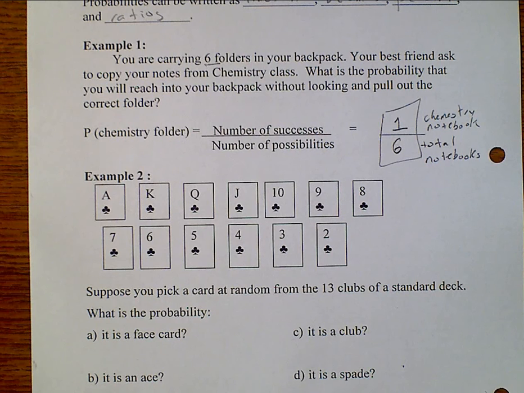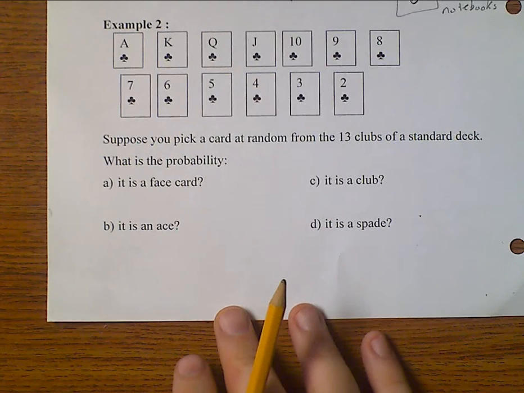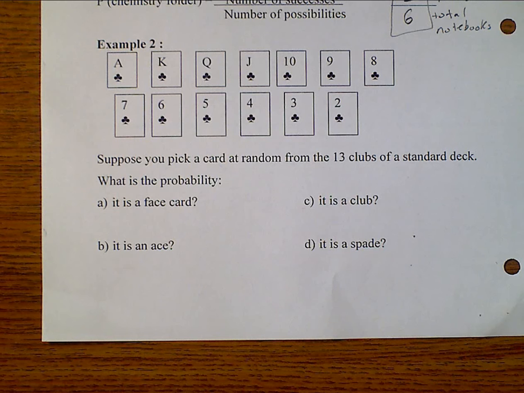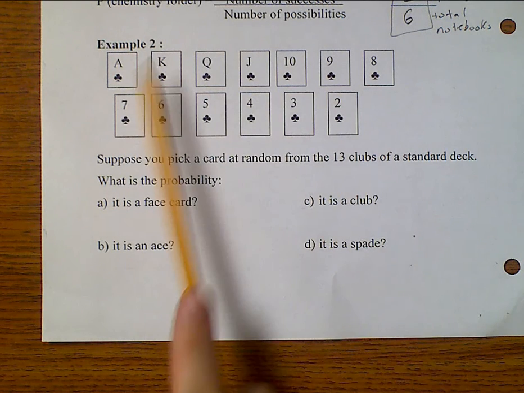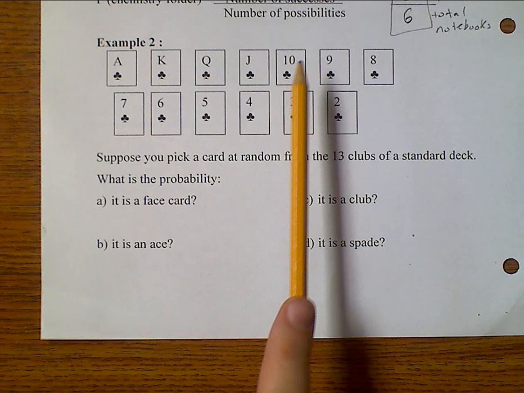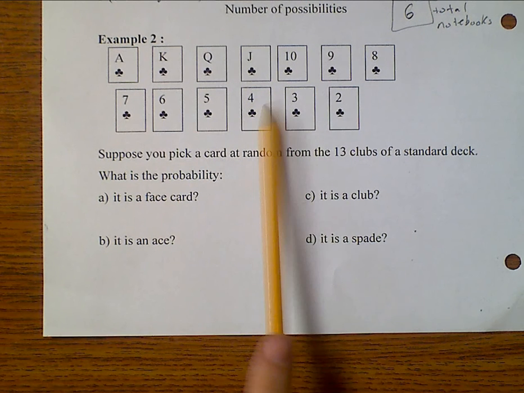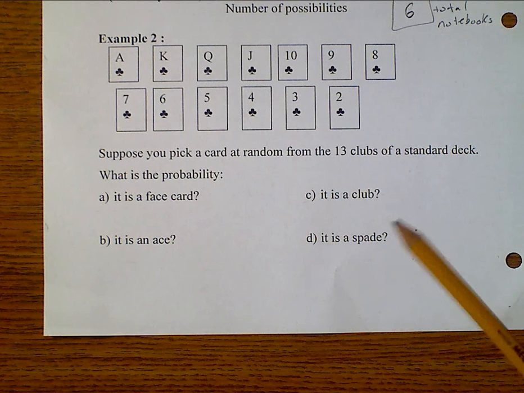Let's take a look at example number 2. Here we have all of our clubs laid out from a deck of cards. Hopefully you're familiar with a deck of cards. If not, they've listed all of the clubs for you: Ace, King, Queen, Jack, 10, 9, 8, 7, 6, 5, 4, 3, and 2. There is no 1. So we want to know the probability of getting a face card.